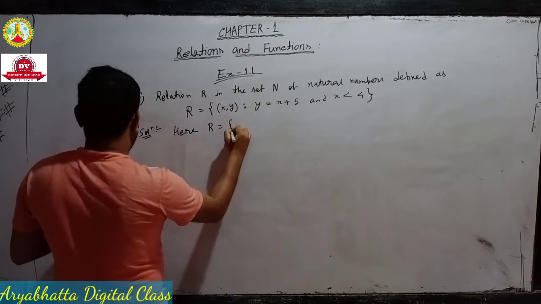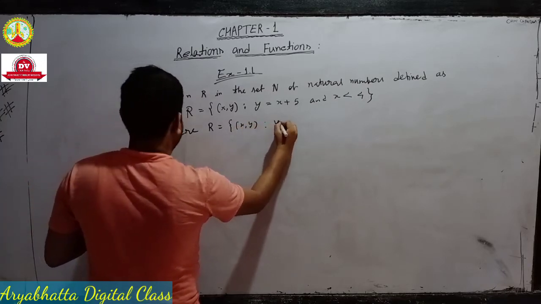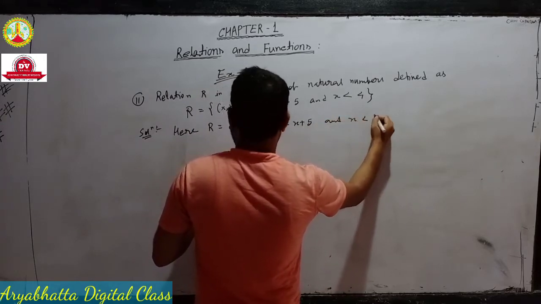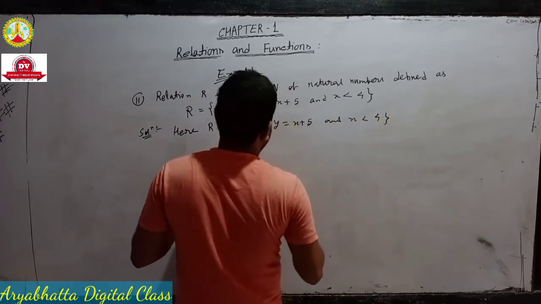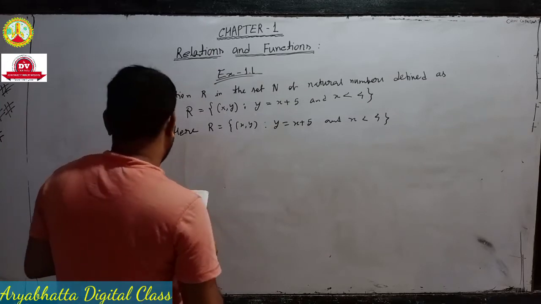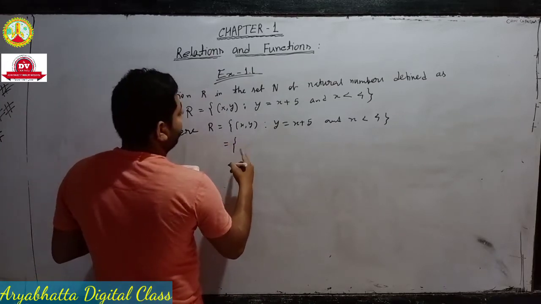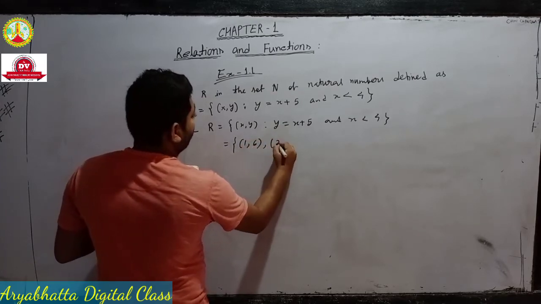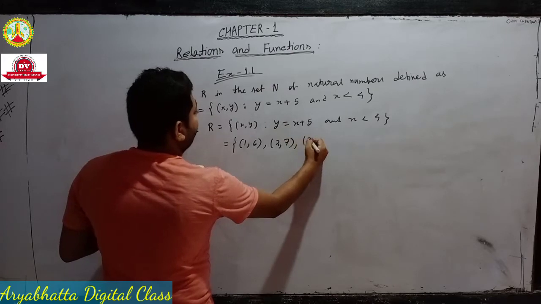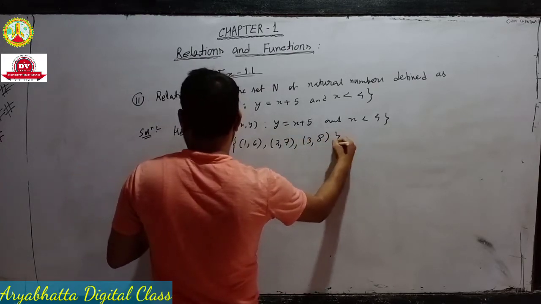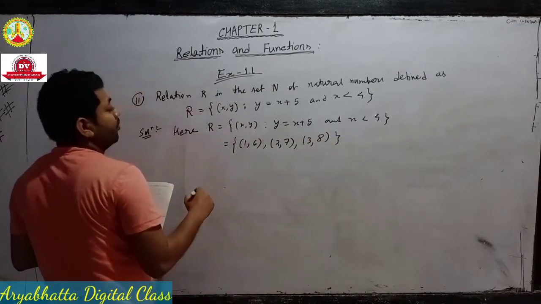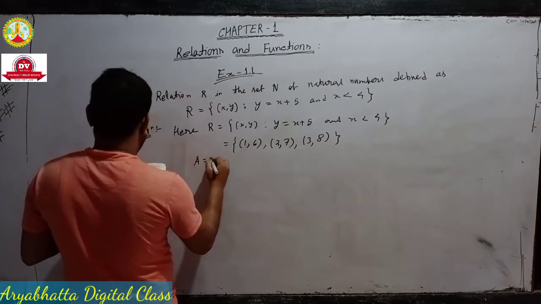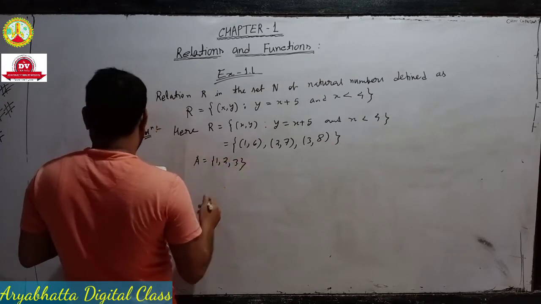Here R is the set of ordered pairs (x, y) such that y equals x plus 5 and x is less than 4. Then we put x equal to 1, 2, 3. Putting x equal to 1, we have y equal to 6. Putting x equal to 2, y equal to 7. Putting x equal to 3, y equal to 8. This is the relation (1, 6), (2, 7), (3, 8). A equals {1, 2, 3}.